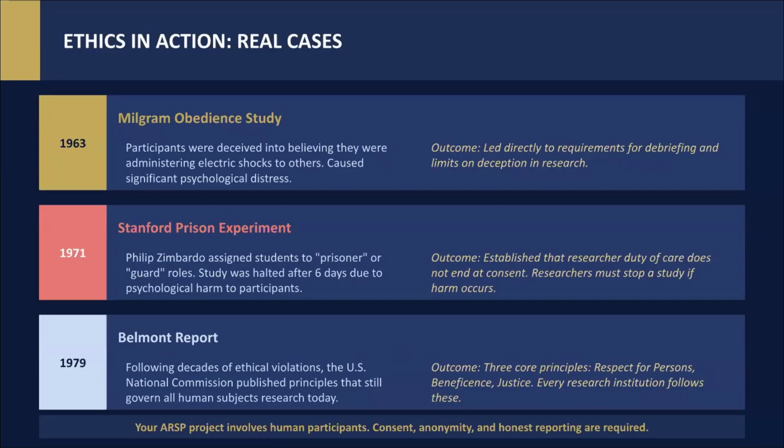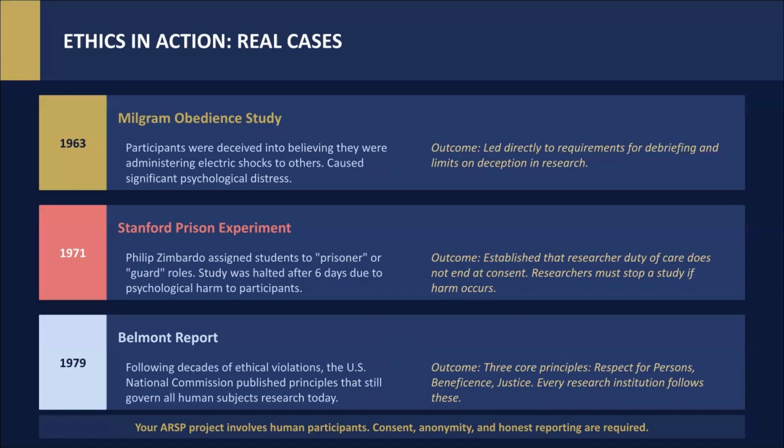1971, the Stanford Prison Experiment. Philip Zimbardo assigned students to prisoner or guard roles. The study was halted after 6 days due to psychological harm to participants. And the outcome established that the researcher's duty of care does not end at consent. Researchers must stop a study if harm occurs.